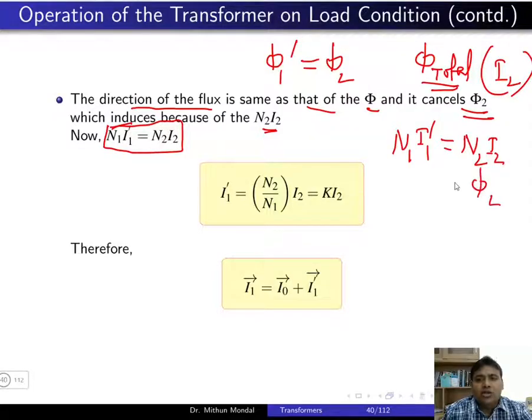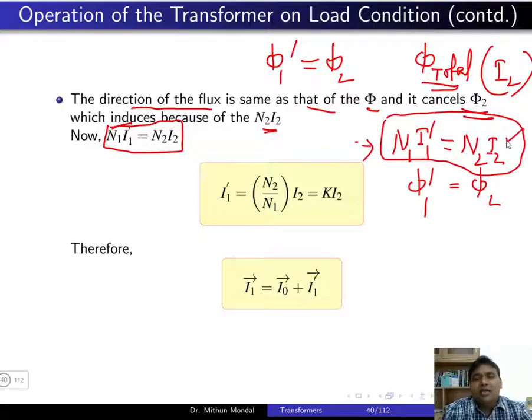So phi 2 is equal to phi 1 dash. So the MMF due to the primary winding, which is the extra amount of current, is cancelling the MMF due to the secondary current. So we can write I1 dash is equal to N2 by N1 into I2, and N2 by N1 we can write as a constant of proportionality K, which is the transformation ratio. So I1 dash we can write as K times I2.